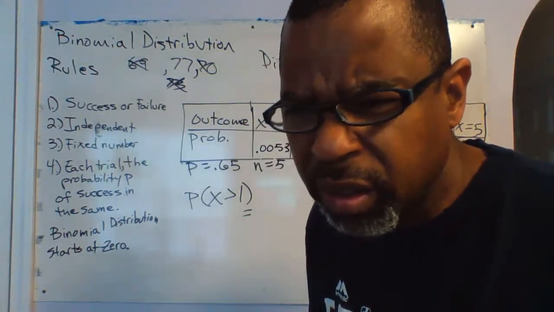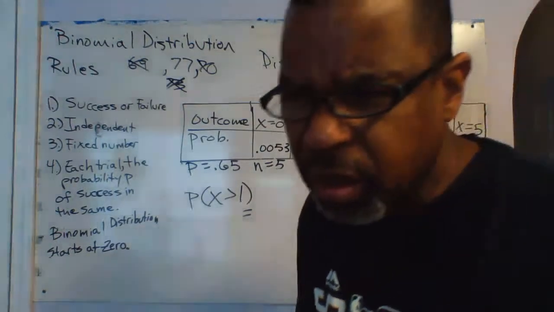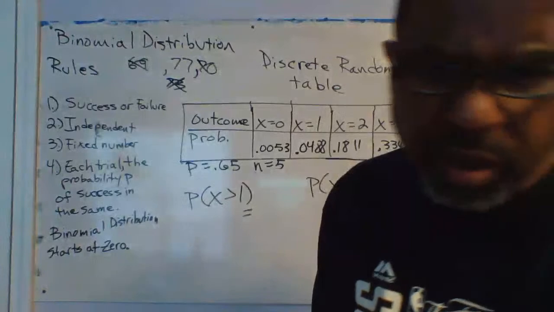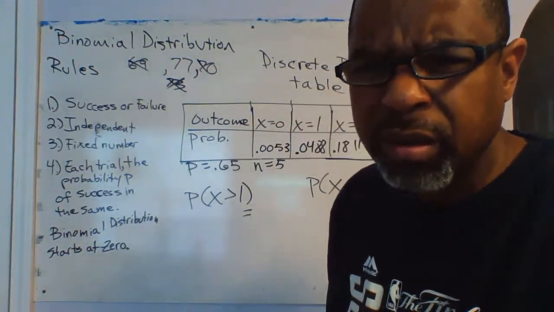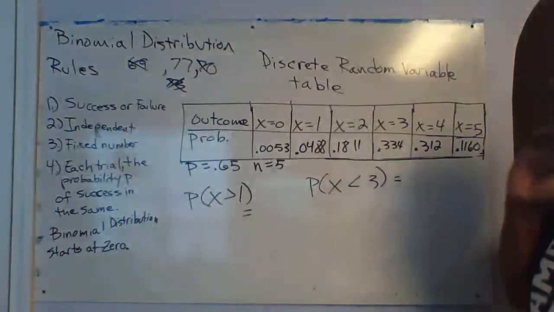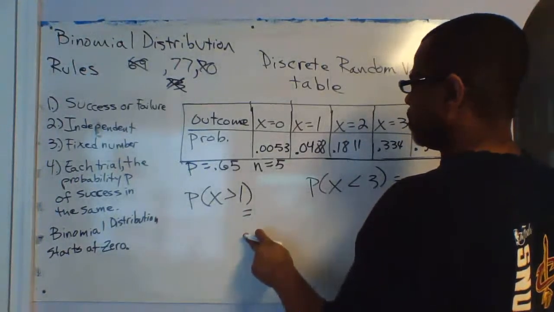That's greater than 1. Okay, got 0.8875. Okay. So we got the probability that x is greater than 1.